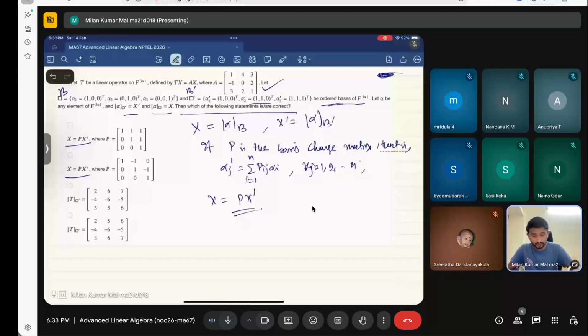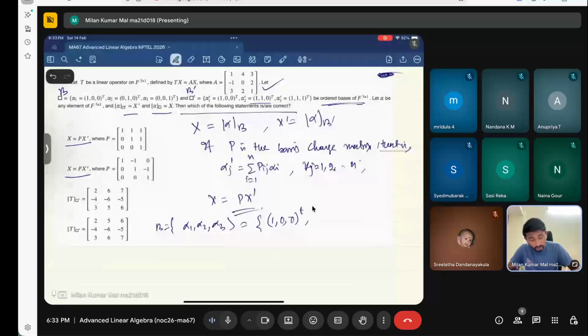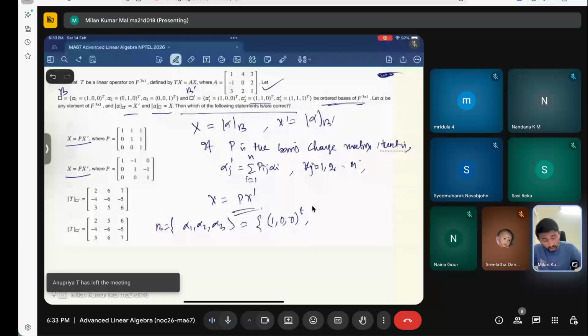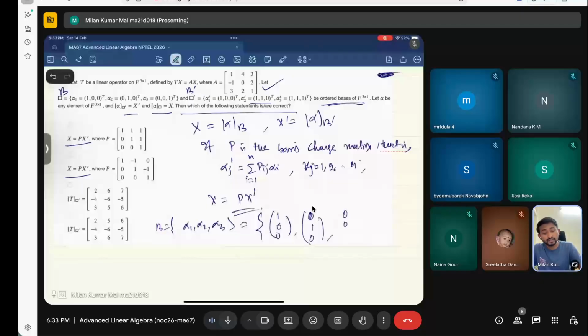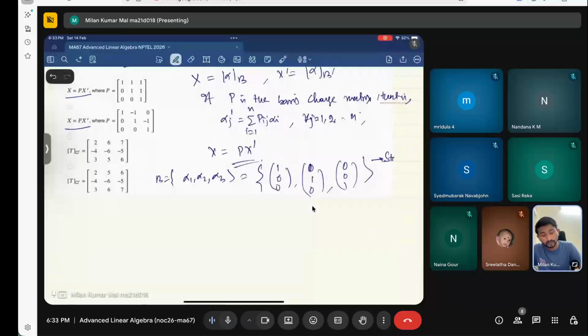P is the basis change matrix. So here let me clearly mention beta is equal to alpha 1, alpha 2, alpha n, that is alpha 1, alpha 2, alpha 3. This is equal to, in order, the column vectors 1 0 0, the second one 0 1 0, and the third one 0 0 1. So you can clearly look at the standard ordered basis.